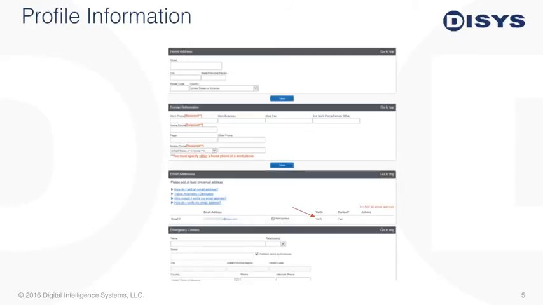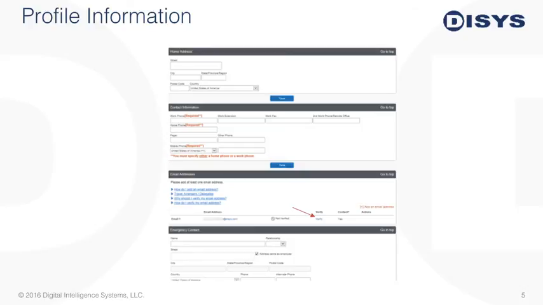After changing your password, go to Personal Information. Scroll down the page and enter as much information as possible, especially your home address, contact information, emergency contact, and travel preferences. It is also important that you verify your email address.